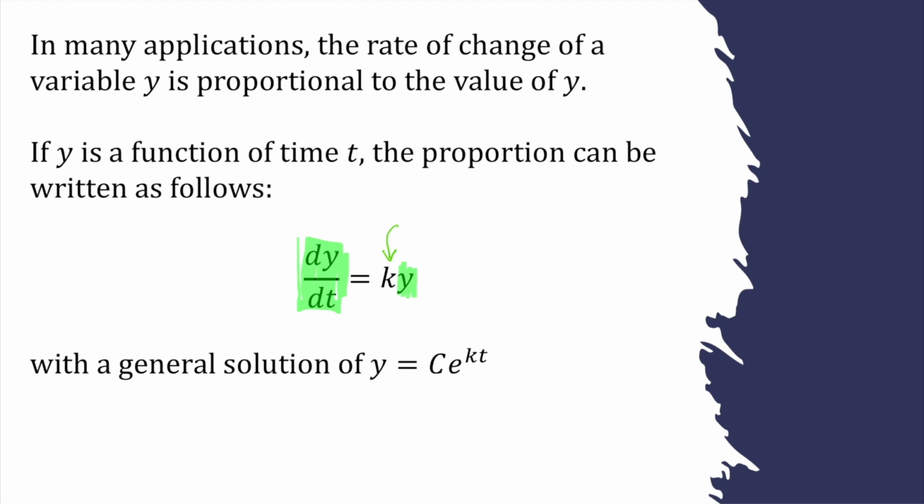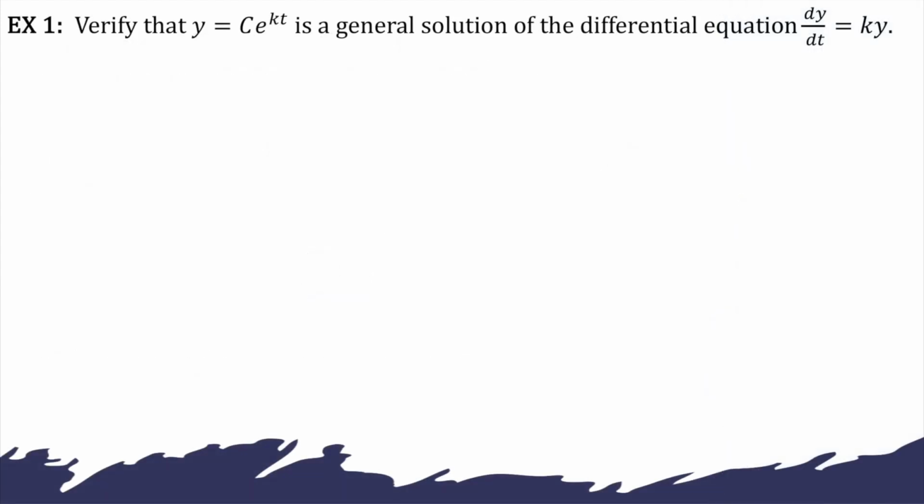And this differential equation has a general solution of y equals ce to the kt. So first of all, before we move on, let's verify that y equals ce to the kt is in fact the general solution of the differential equation dy/dt equals ky. So first off, we need to start with our separation of variables. So we're going to get all the t stuff and the constant on the right and all the y stuff on the left. And then we can take the antiderivative of both sides.